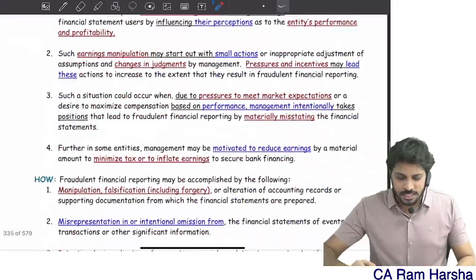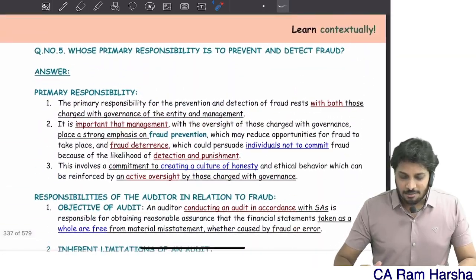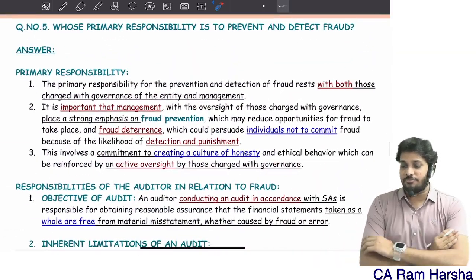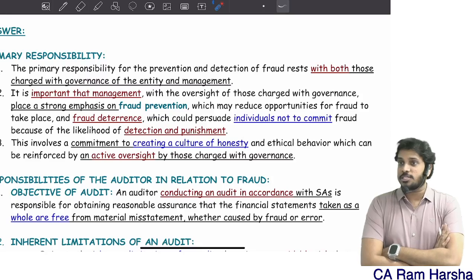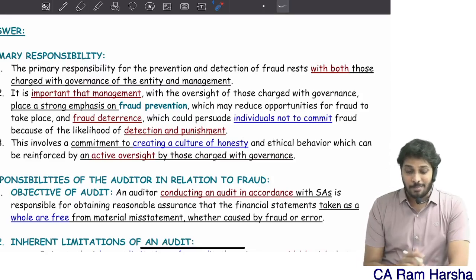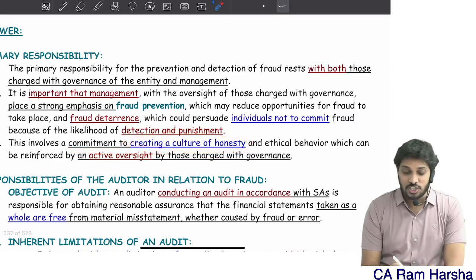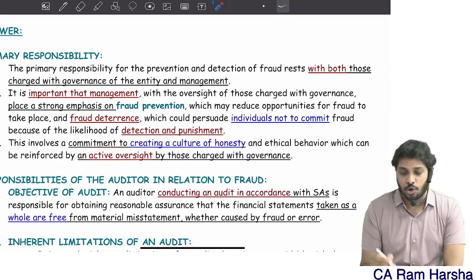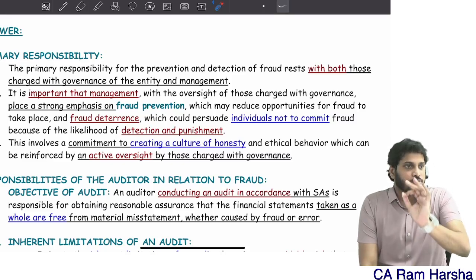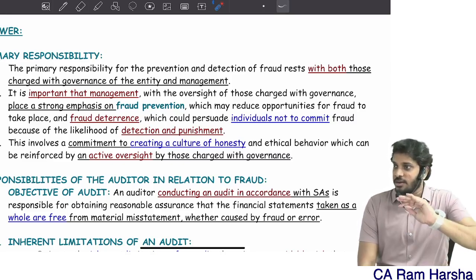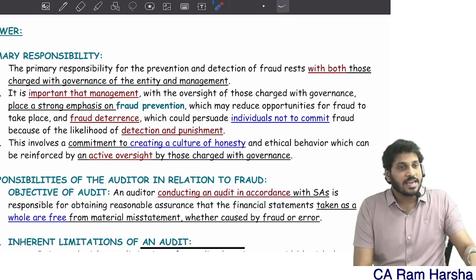This 240 standard says management is primarily responsible for prevention and detection of fraud. Management is primarily responsible for creating a culture of honesty, which can be achieved only by active oversight by those charged with governance. Only if there is top management supervision and control can a culture of honesty be inculcated.